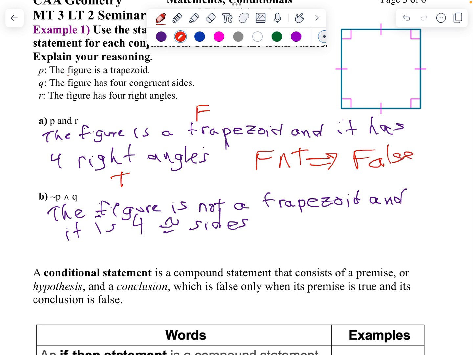Now, if I look here, the figure is not a trapezoid. That's true. It has 4 congruent sides. That's true. True and true tell us that statement is true. And there we have it.